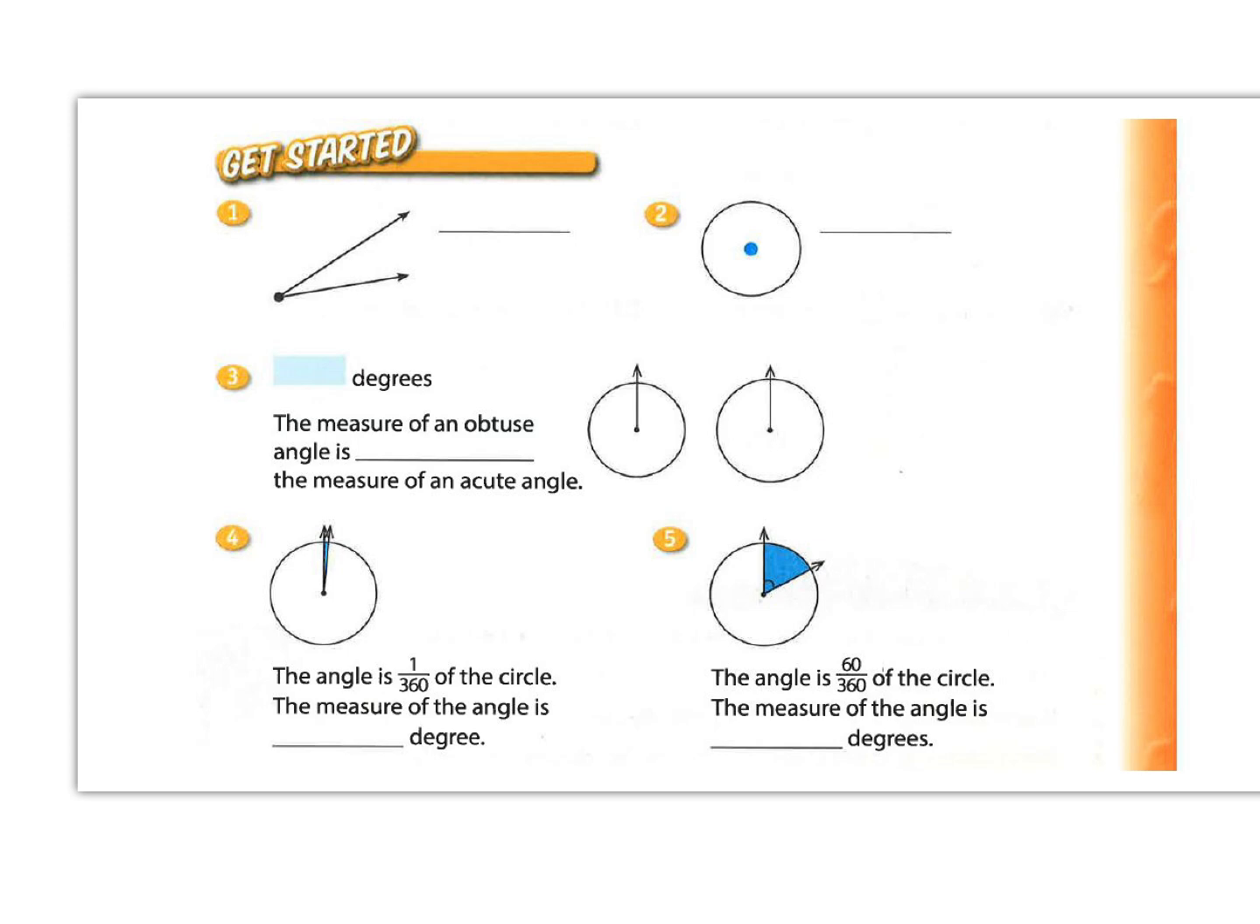All right, getting started here, if we look at number 1, we look at this angle. What kind of an angle is this? Well, it's not a right angle, it's less than. So if an angle is less than a right angle, it is an acute angle. Let's look at number 2. We see a circle, and then we see in blue a dot in the middle. What we call that in a circle is the center. That's the very center or middle of the circle.